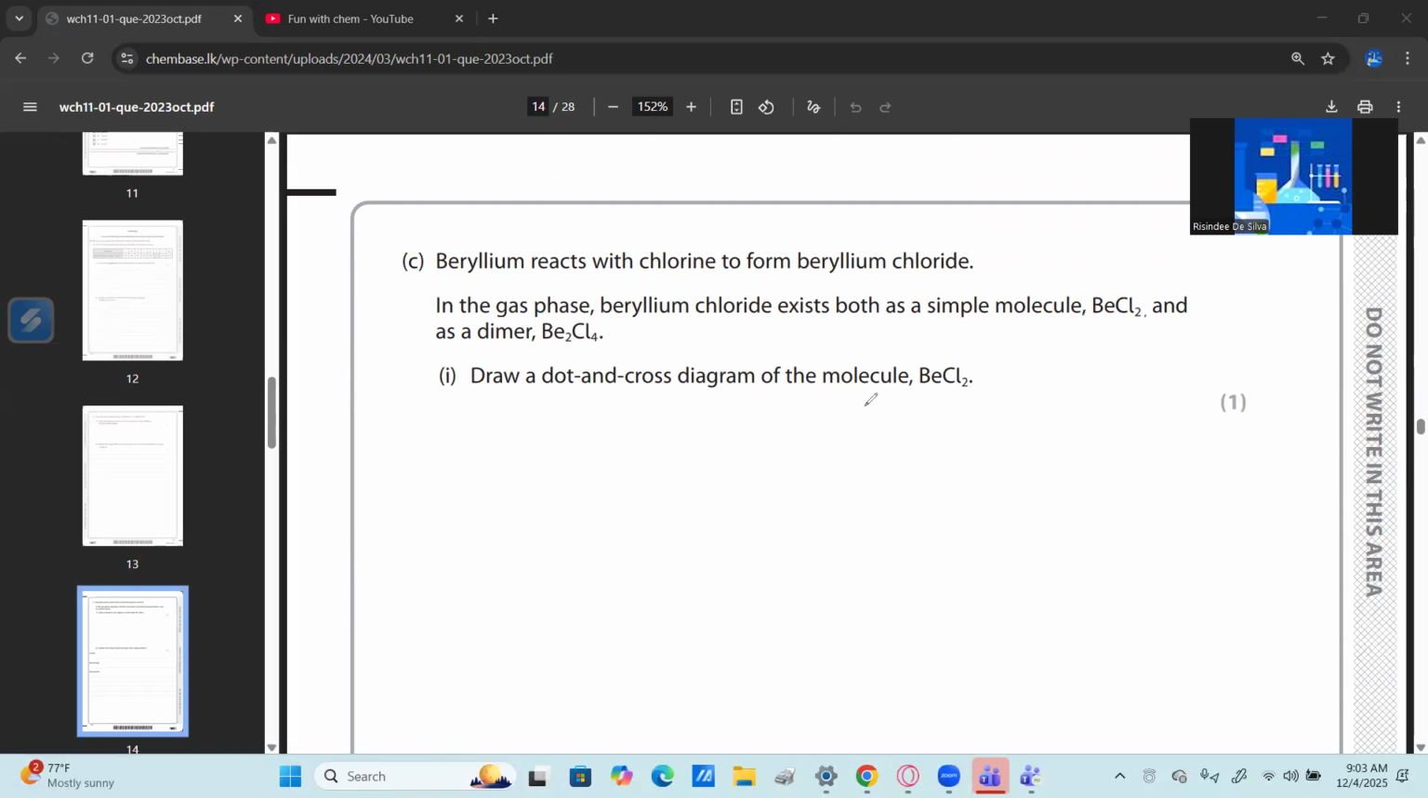So we have to draw the dot and cross diagram of molecule BeCl2. So it's beryllium chloride. Beryllium is 4, 1s2, 2s2. In the outermost shell, you have only 2 electrons and both will form bonding with chlorine. So it's a linear molecule. So this is how you have to draw it. 2 bond pairs, 0 lone pairs, it's linear.